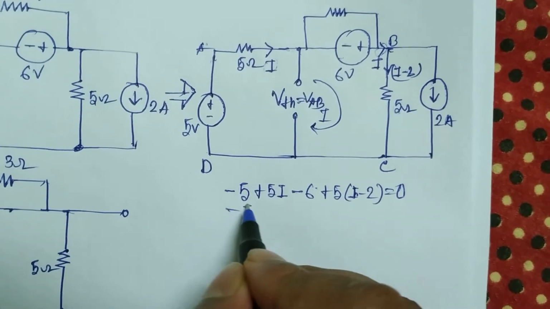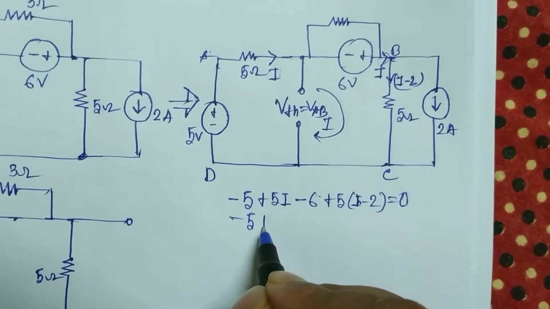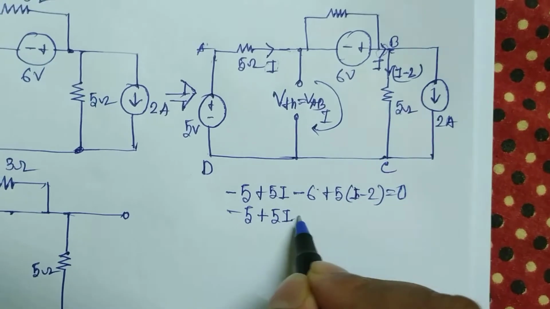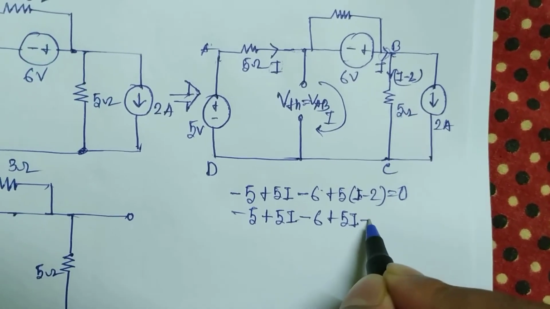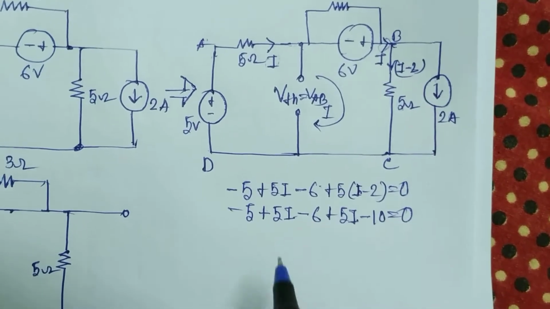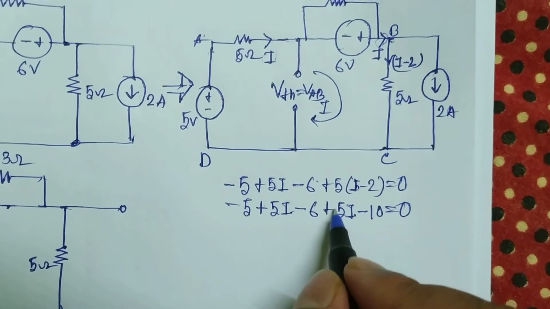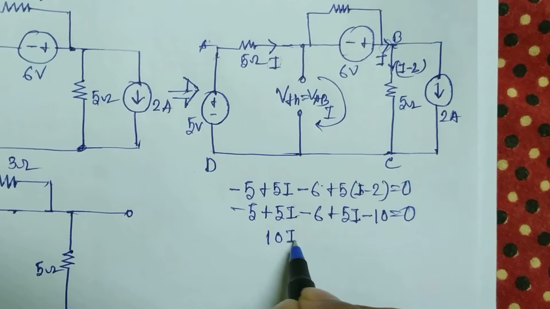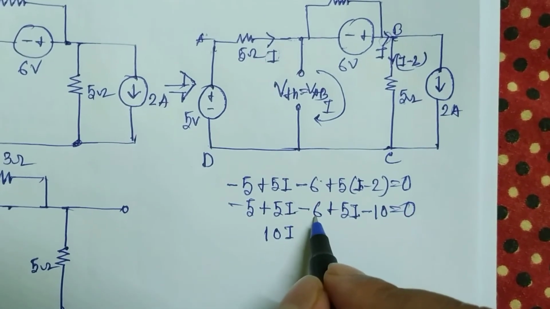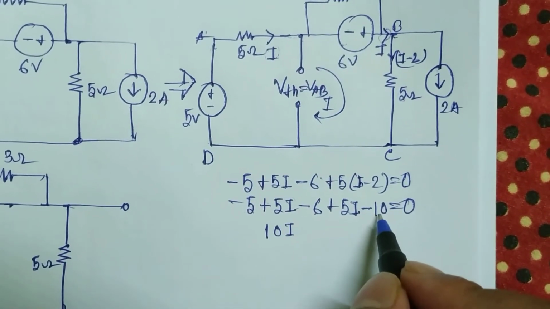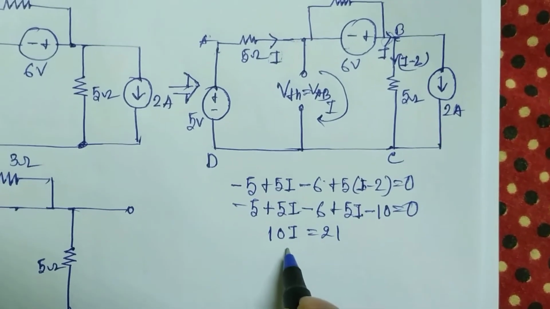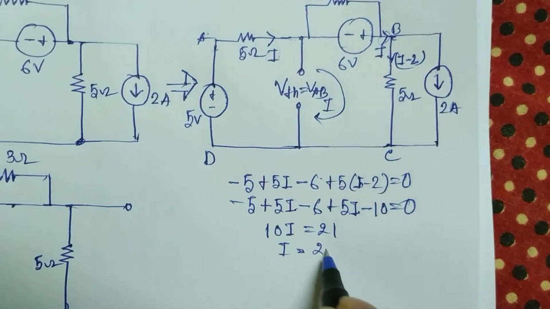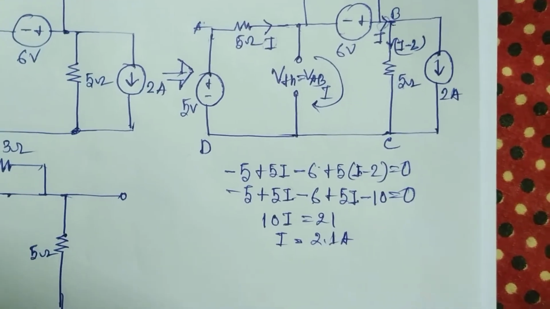So here minus 5 plus 5I minus 6 plus 5I minus 10 equals 0. So 5I plus 5I equals 10I, and minus 5 and minus 6 is minus 11, and minus 10 is minus 21, so 10I equals 21. So I will be 2.1 amps.